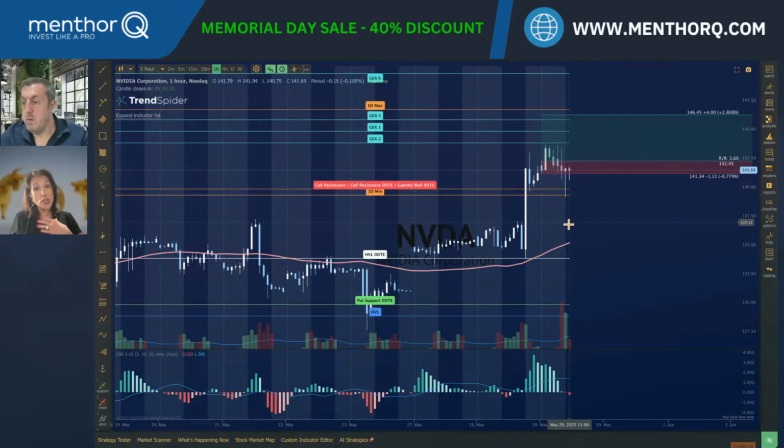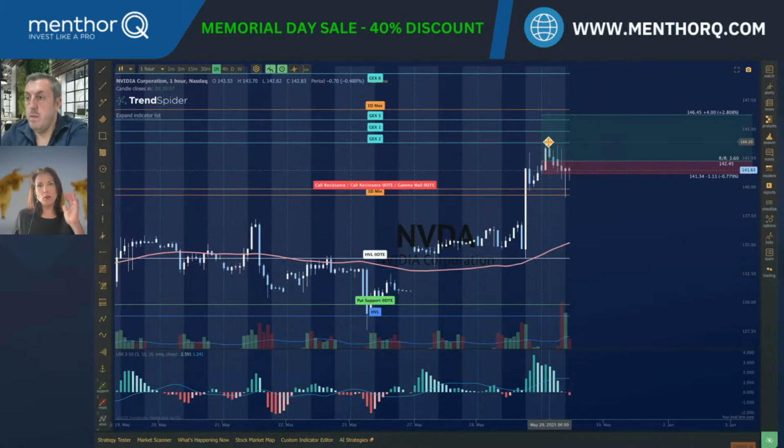My third target is not until all the way down here at a high volume node for the 0 DTEs. So this is going to be my range. Now, I suspect that NVIDIA will fade, but it might not be today.